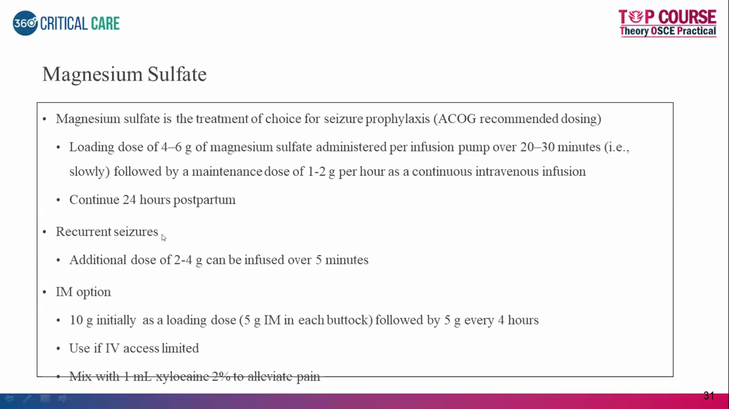If there are recurrent seizures, then an additional dose of 2 to 4 gram can be infused over 5 minutes. So you can give it a little faster; after the first dose, the second bolus dose can be given over 5 minutes. You even have IM options, since there are so many regimens. Pritchard, or the Buspan regimen: the IM option is 10 gram initially as a loading dose, that is 5 gram IM in each buttock, followed by 5 gram every 4 hours.